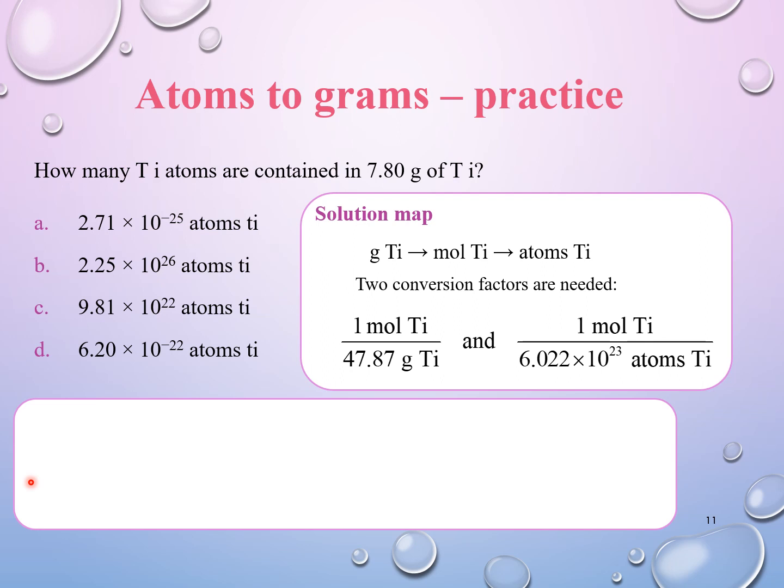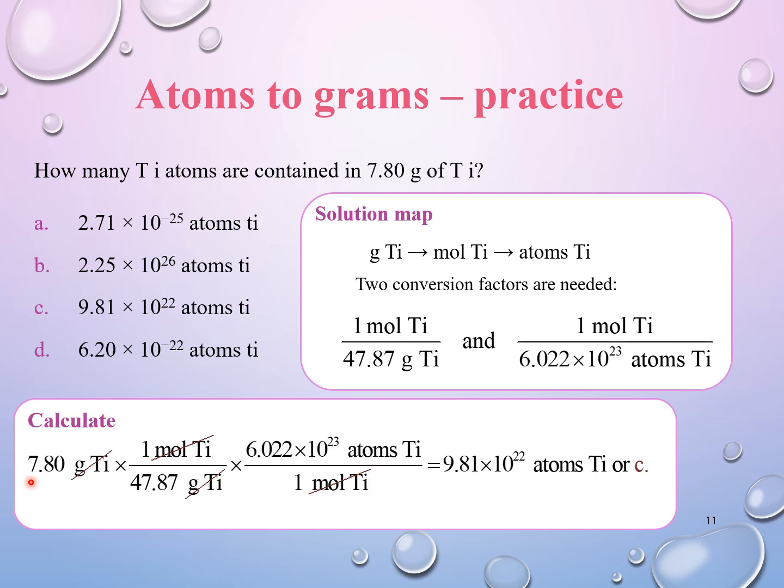Okay, so we do the same math again like earlier. We take 7.80 grams titanium times 1 mole titanium on the top, grams on the bottom, cancel out the grams. And then we take the moles and cancel out the moles on the bottom here. On the top, we have Avogadro's number, atoms of titanium. So your answer is going to come out in atoms of titanium here.